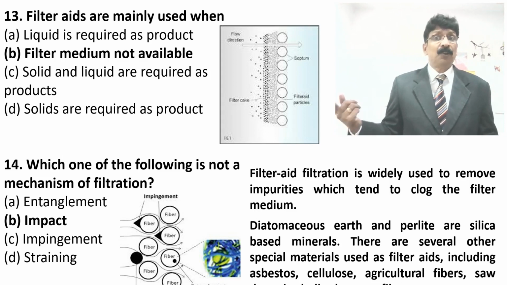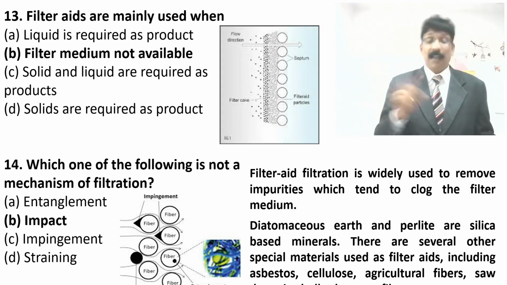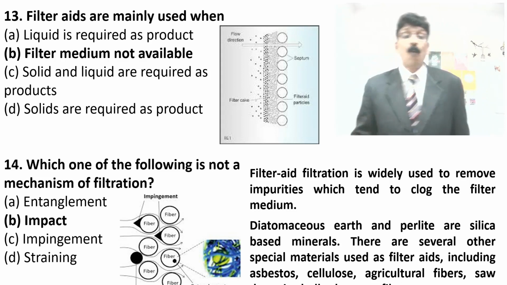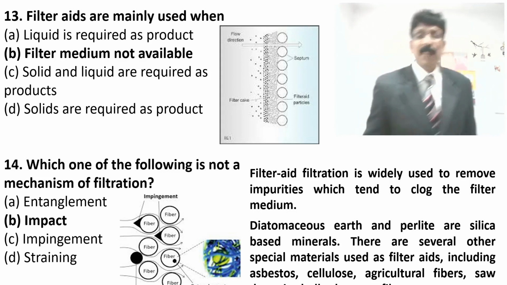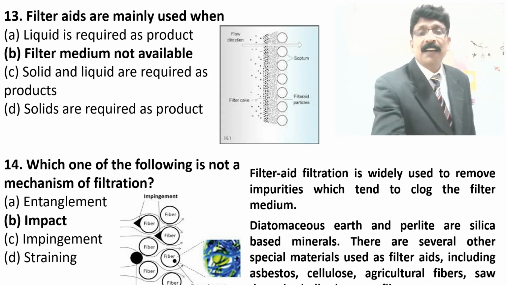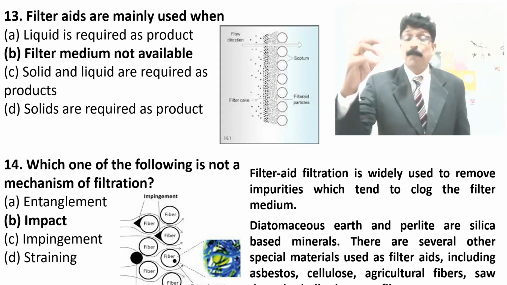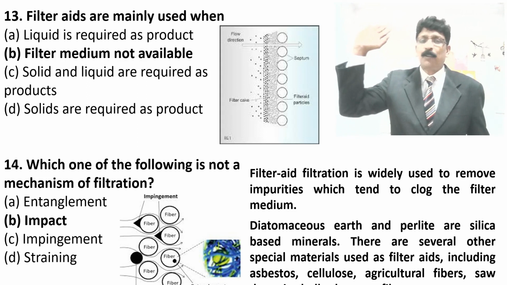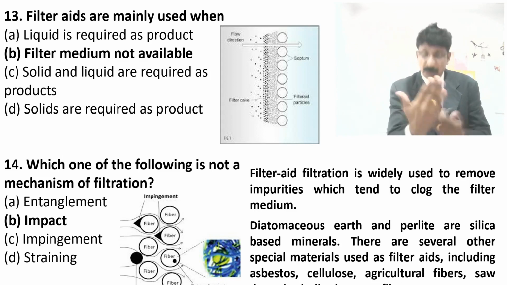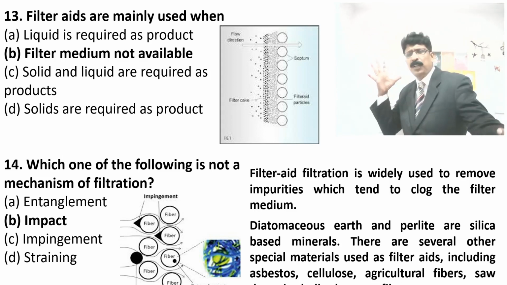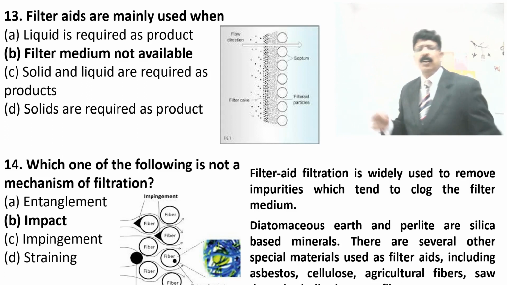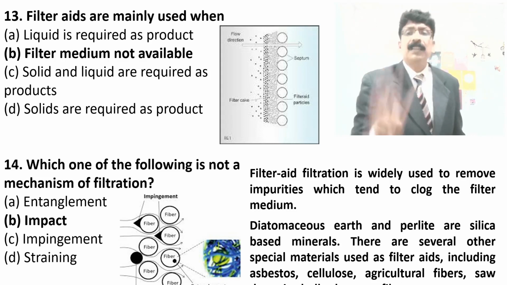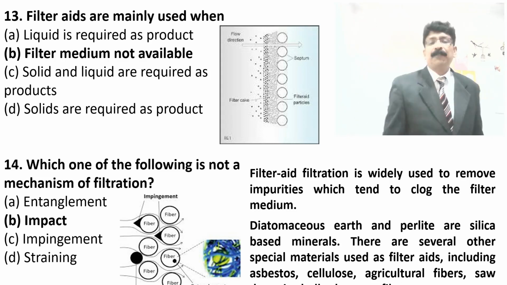Impact, you know that it is not filtration, it is size reduction. But other things also you should understand. What is entanglement? See the picture I have given. Entanglement means the filter paper is enlarged, just think about that. A small filter paper is enlarged 800,000 times, and you are seeing the parts of the small holes, small pores in the filter paper.